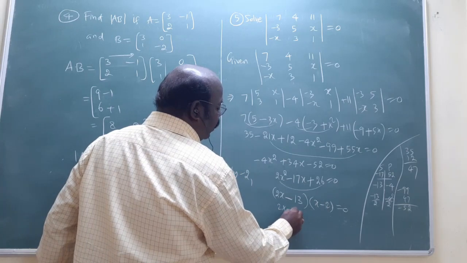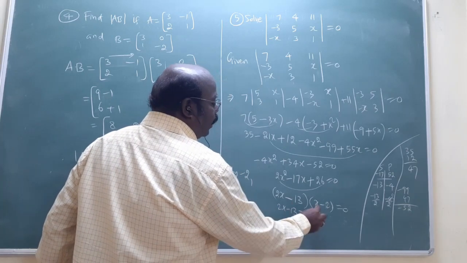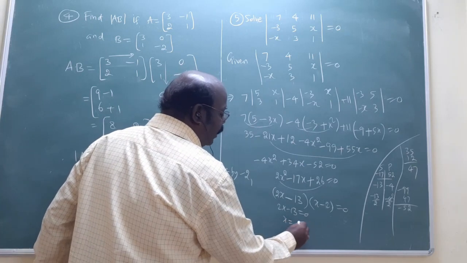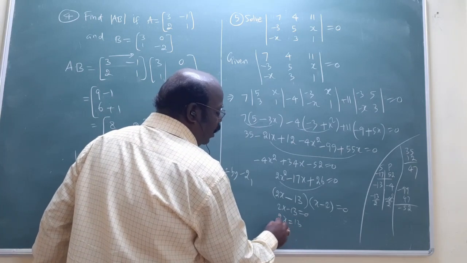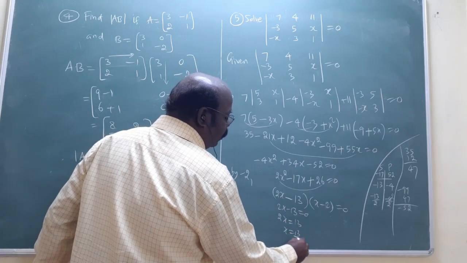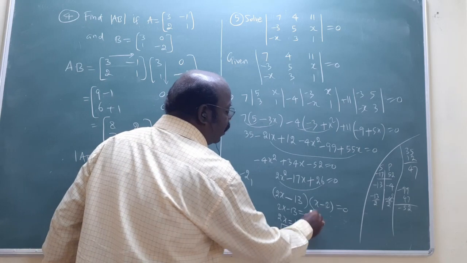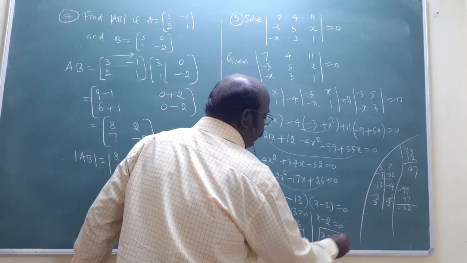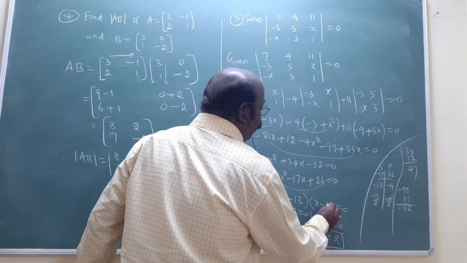Now 2x minus 13 equal to 0. Product of 2 terms is 0 means the first term is 0. So x would be what? Minus 13, 2x would be 13. Minus 13 plus 13, x equal to 13 by 2. This is the one answer. x minus 2 equal to 0, so x equal to 2 is another answer. In this way, we will get 2 values for x.